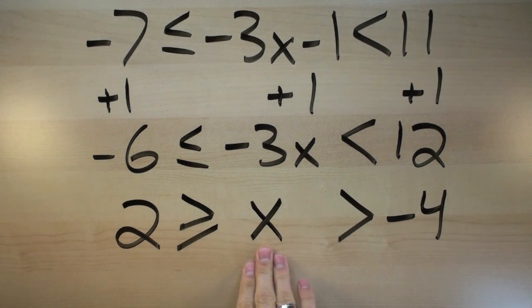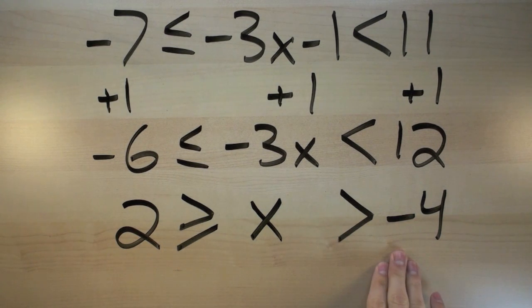x has to be some value that is less than or equal to 2 and greater than -4.